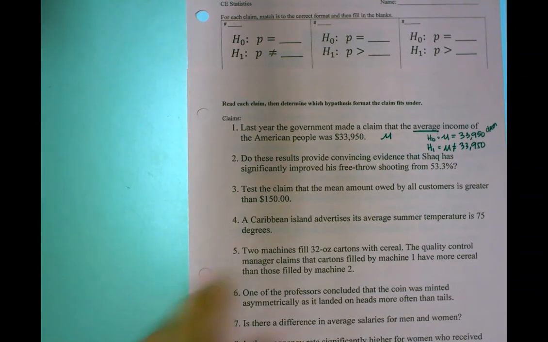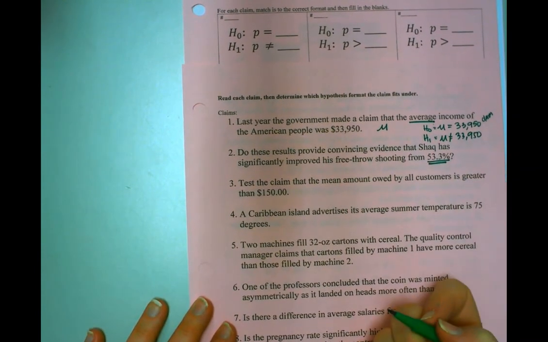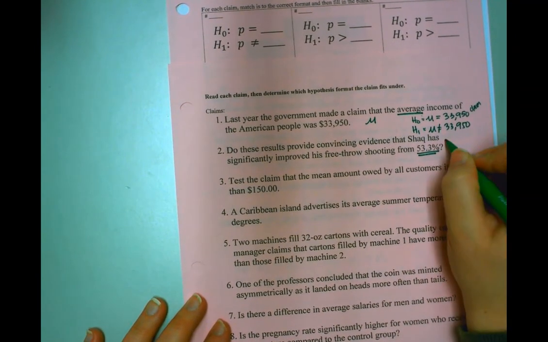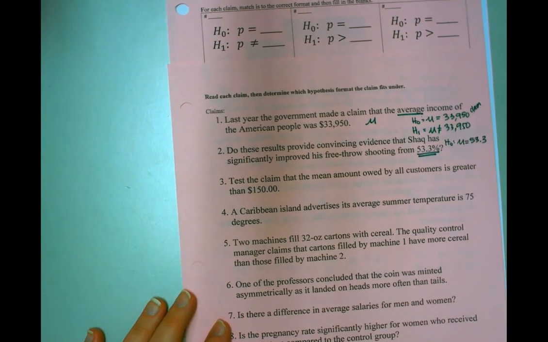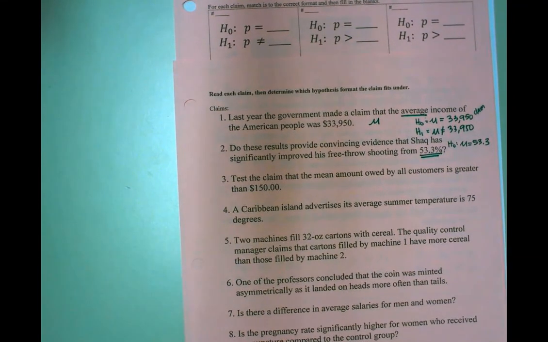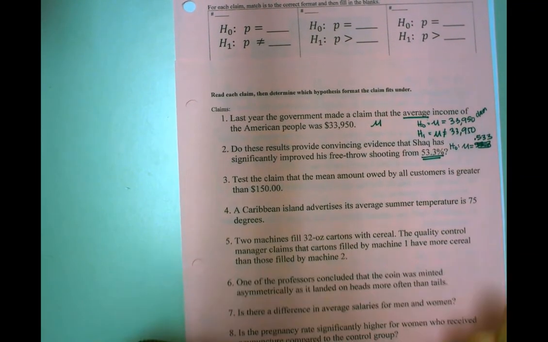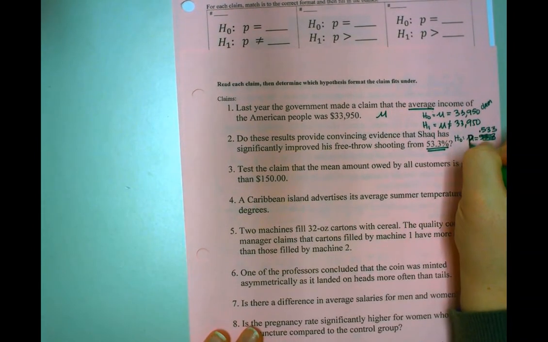Do these results provide convincing evidence that Shaq has significantly improved his free throw shooting by 53.3%? So we're looking at a percent. Yes, so we have a p-value. My null, remember, is always equal, so my null hypothesis would be that his percentage equals 53.3. Actually, sorry, I should turn that into a decimal: 0.533. When we're talking about proportions, sorry, I'm way off on this one.